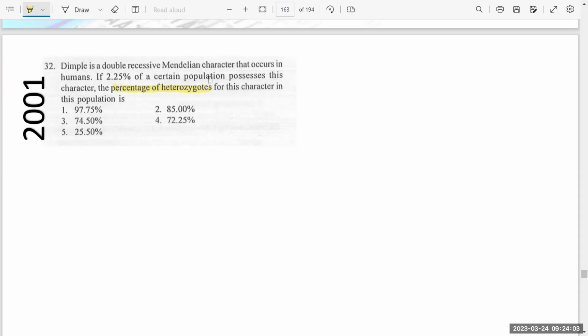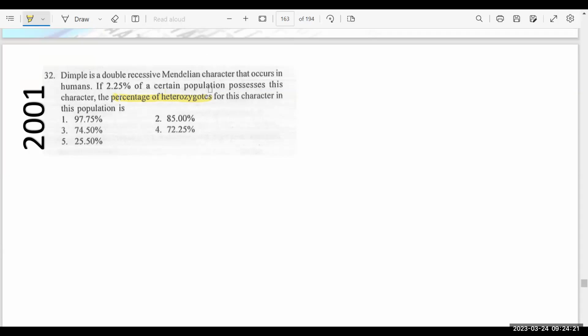Otherwise, in most Hardy-Weinberg questions they say, assume this is according to Hardy-Weinberg, then calculate. Here nothing was mentioned, so we have only one tool. Again, we can go for the Hardy-Weinberg equilibrium. And the other thing is, when we talk about Mendelian characteristics in humans, most of the characteristics are dominant.